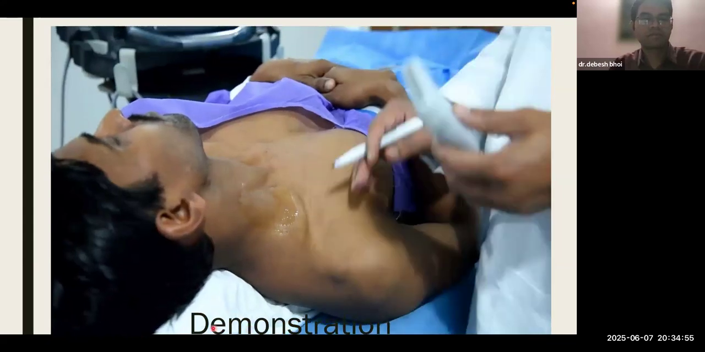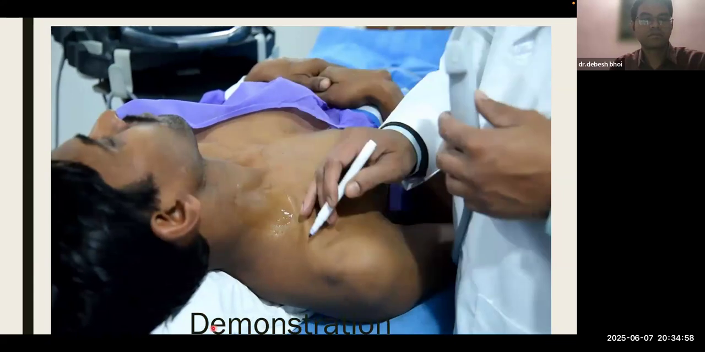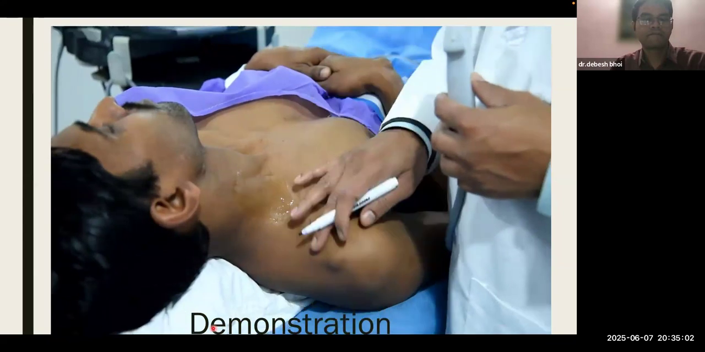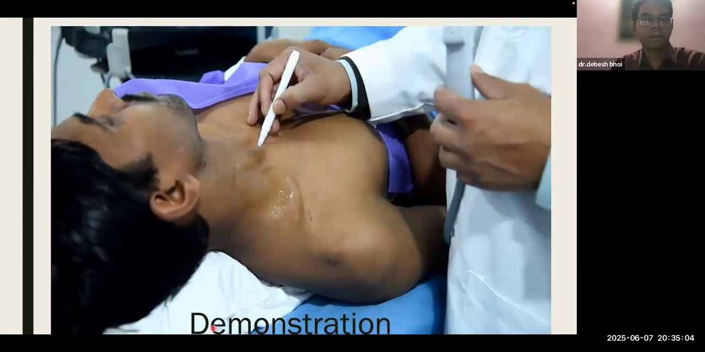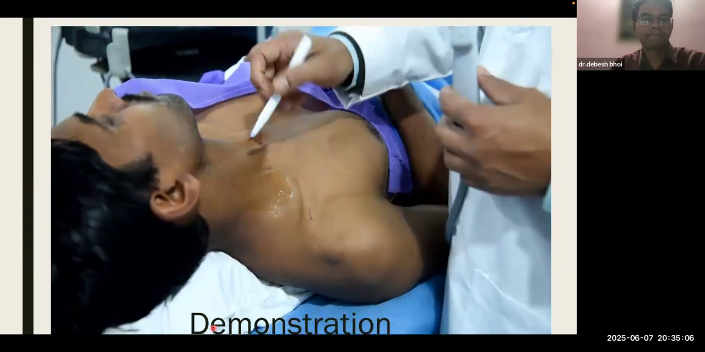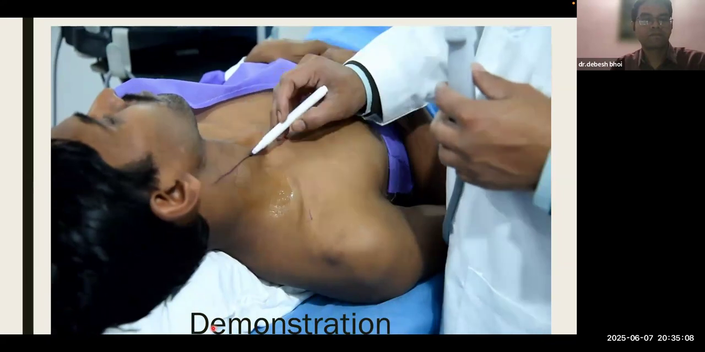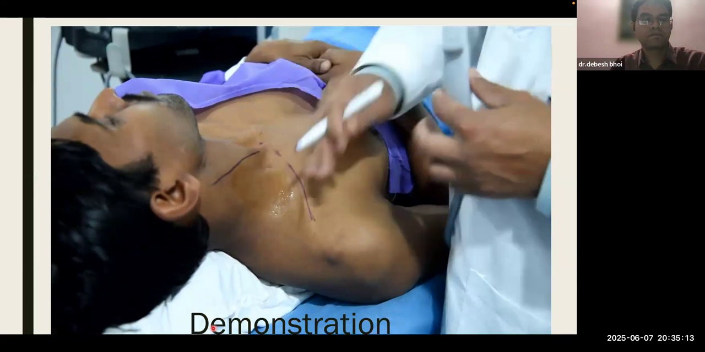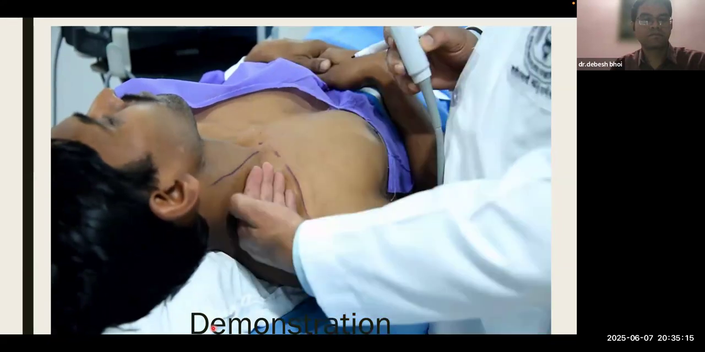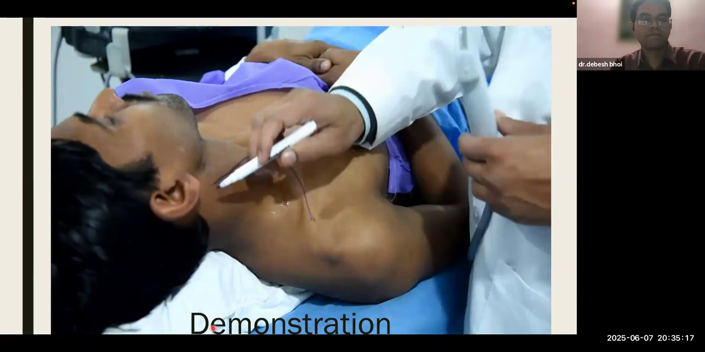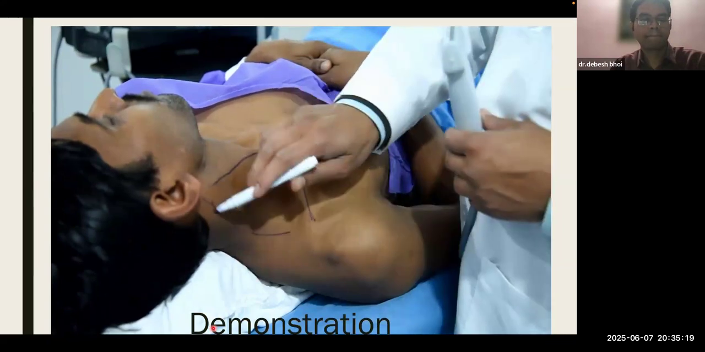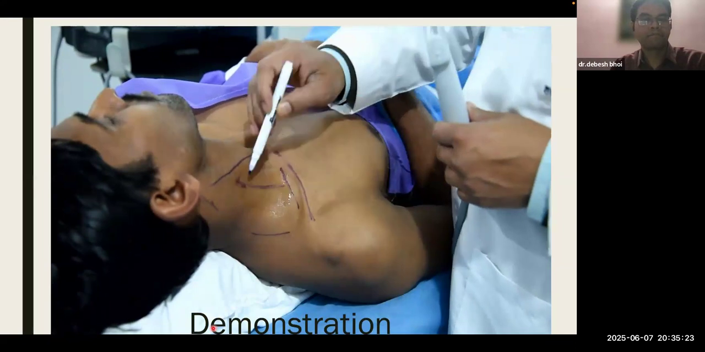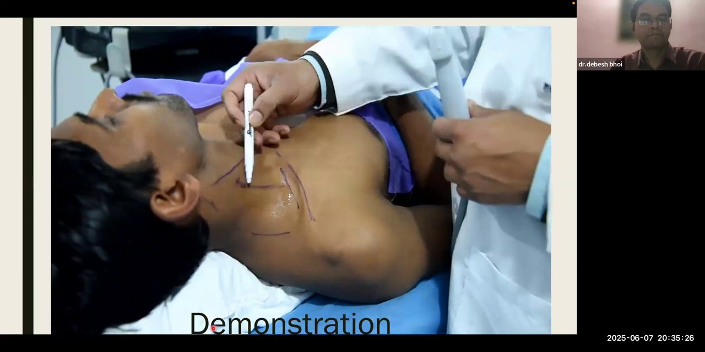Your scanning will start from the supraclavicular area. This is the clavicle. This is the sternal notch. This is the sternocleidomastoid. This is the clavicle again. So this is the supraclavicular fossa, or you can say the supraclavicular area. Your scanning will start from this part up to this. So you can see the supraclavicular and the interscalene area.